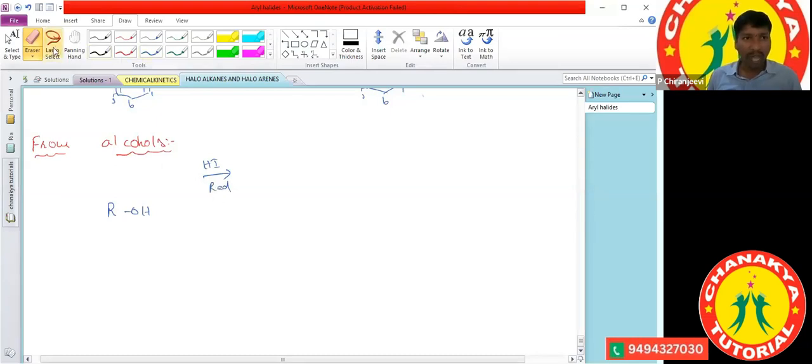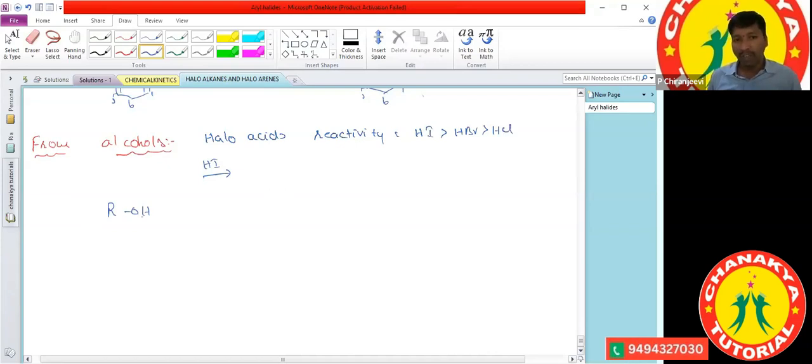It is treated with hydrogen halides, halo acids. What halo acids can we take? Hydrogen chloride, hydrogen bromide, hydrogen iodide. So what is the reactivity of the halo acids when alcohols are treated with them? The reactivity of halo acids is HI greater than HBr, and HBr greater than HCl.